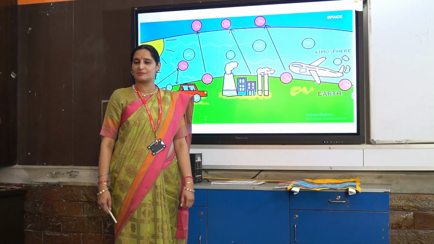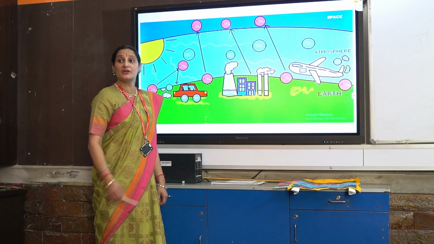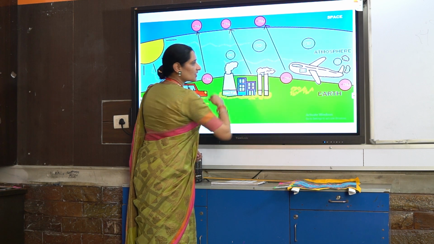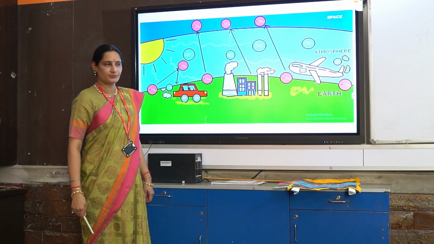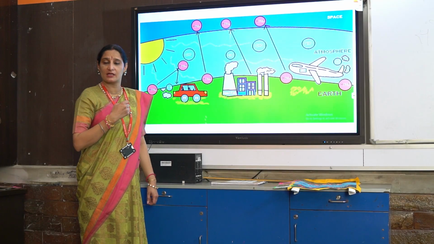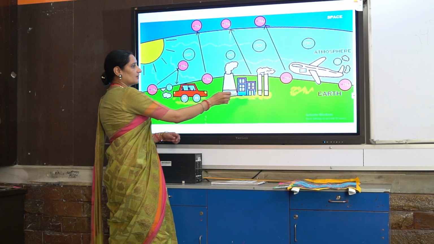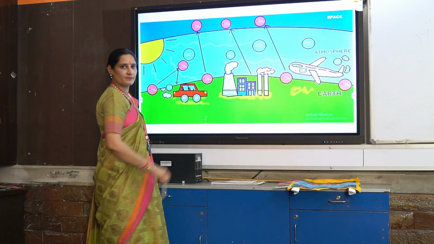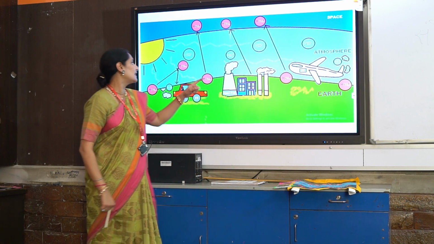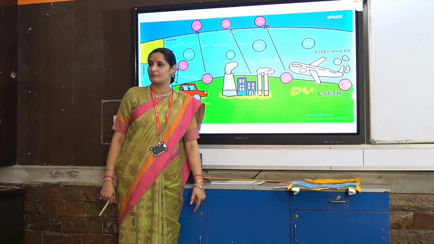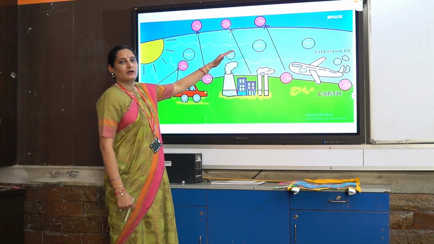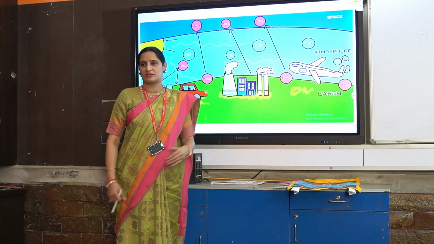Let's understand the concept more with the help of this diagram. Here, you can see, children, I have shown the heat radiations as infrared radiations. They are trying to escape to space, but as we human beings have been using these fossil fuels, the greenhouse gases produced from the fossil fuels are not letting these heat radiations escape. So we are discussing the greenhouse effect and the effect of these greenhouse gases on the environment.